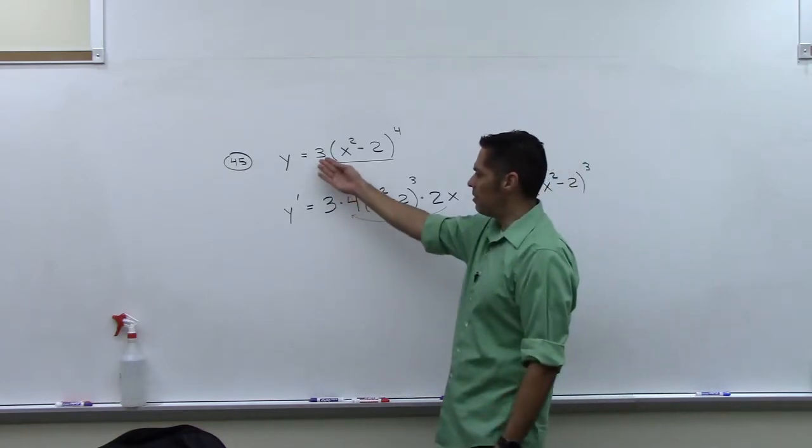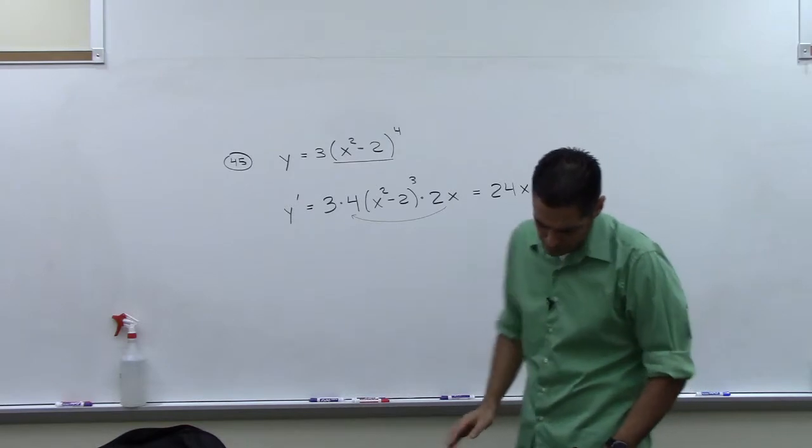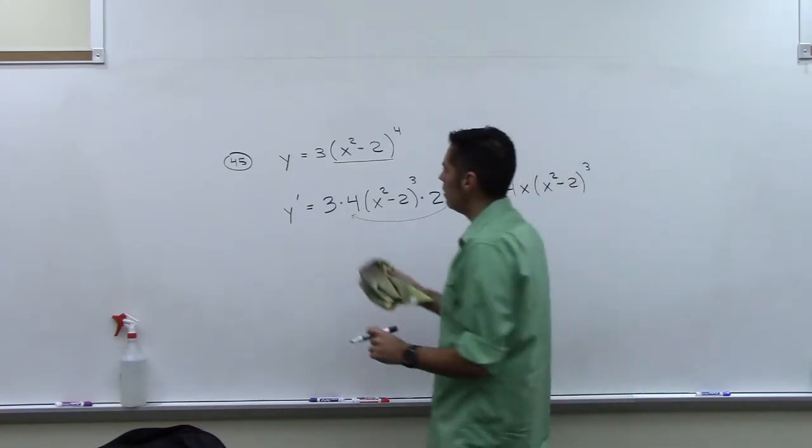So all that happened is that 3 just kind of hung out in the front and multiplied everything at the end. All right, number 47.